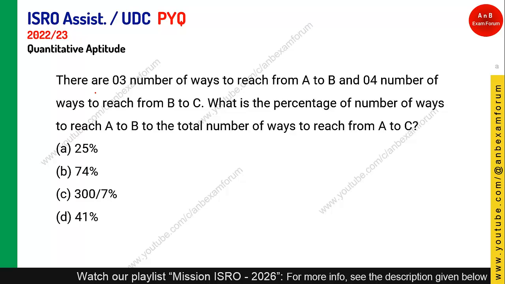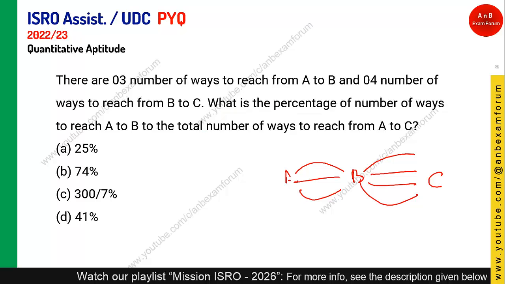Let's see the next question. There are 3 ways to reach A to B and 4 ways to reach B to C. What is the percentage of ways to reach A to B out of the total number of ways to reach A to C? So from A to B there are 3 ways, 1, 2, 3, and from B to C there are 4 ways, 1, 2, 3, 4. You need to calculate the total number of ways to reach A to C. You can simply multiply these 2 numbers, or you can calculate manually also.